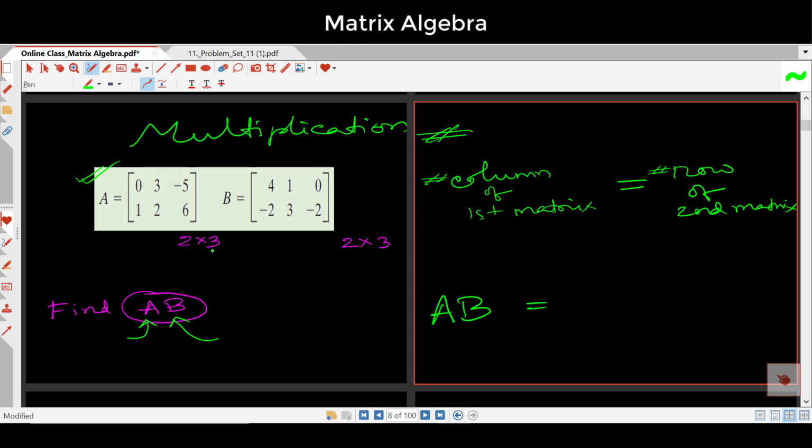So column of the first matrix, that is column of the first matrix A, is 3, and row of the second matrix B is 2. So you can see that 3 and 2 are not same. That means multiplication is not possible. Okay, so this is the criteria. So here we can say that although we are asked to find A times B, but A times B is not possible.